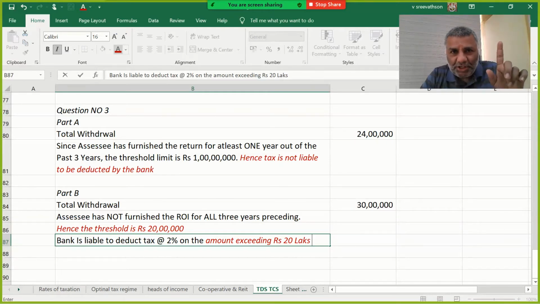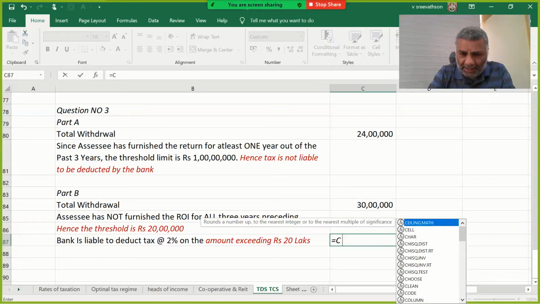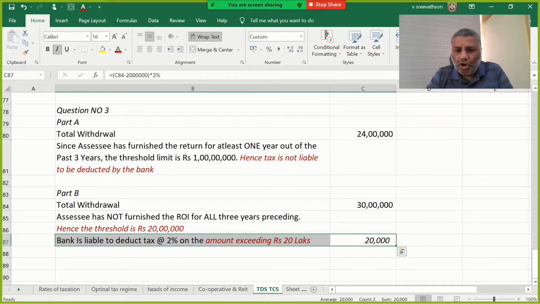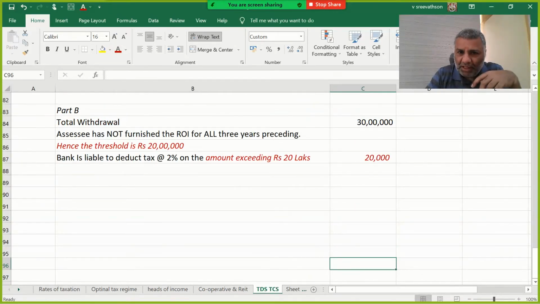Other TDS provisions, if it exceeds on the total quantum, like interest of 14,000 into 10%, not on the excess. But here 194N is unique, it is only on the excess. So what the bank should do is deduct only on 10 lakhs, this 30 lakhs minus 20 lakhs into 2%. The bank is liable to deduct on 20,000. When will the bank deduct? After 20 lakhs, in the last 4 months, December, Jan, because he is withdrawing 2,50,000 every month. Up to November, the bank will not be worried. December, Jan, Feb, March, in the last 4 months, for each 2,50,000, they will deduct 2%.